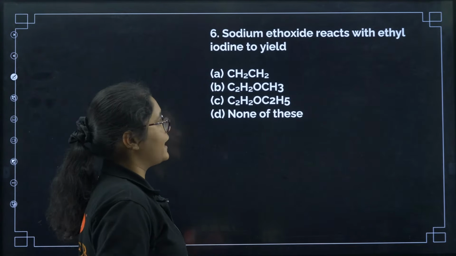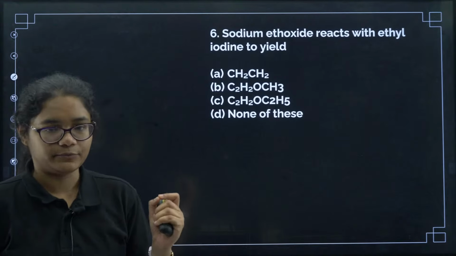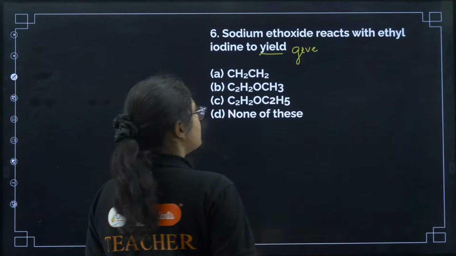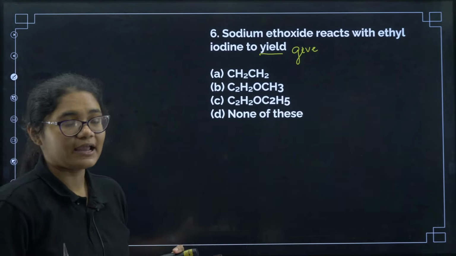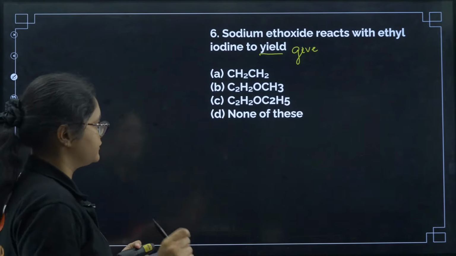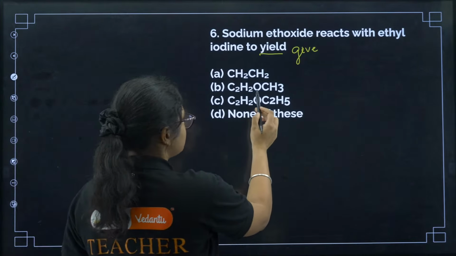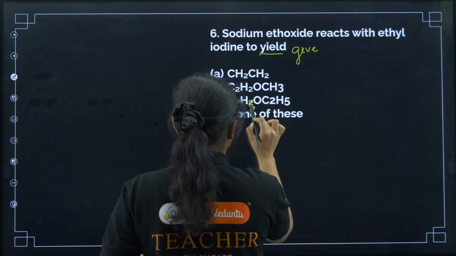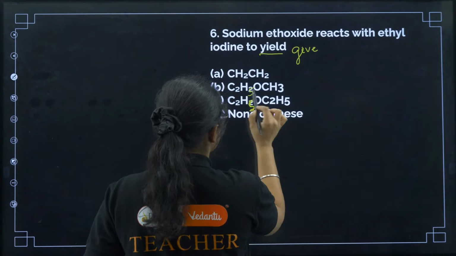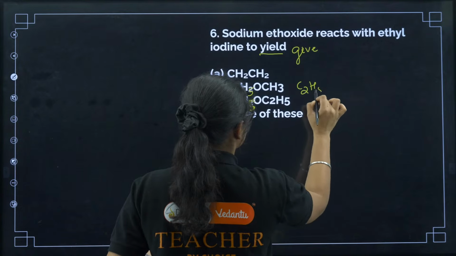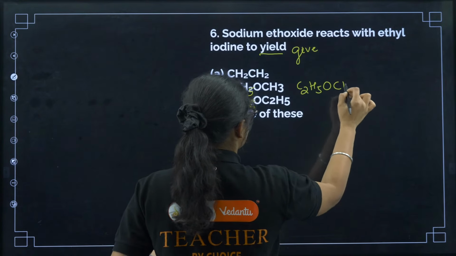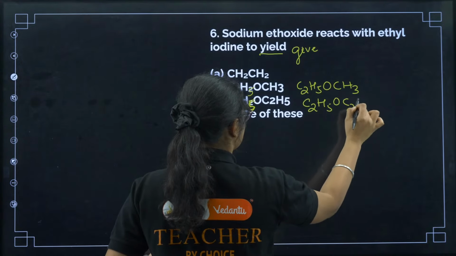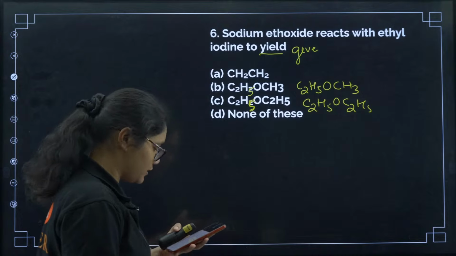Sodium ethoxide reacts with ethyl iodide to yield. To yield means to give. Sodium ethoxide reacts with ethyl iodide to yield CH2CH2, C2H5OCH3. Let me correct the options here. This is C2H5OCH3, and this is C2H5OC2H5. What will be the product here?